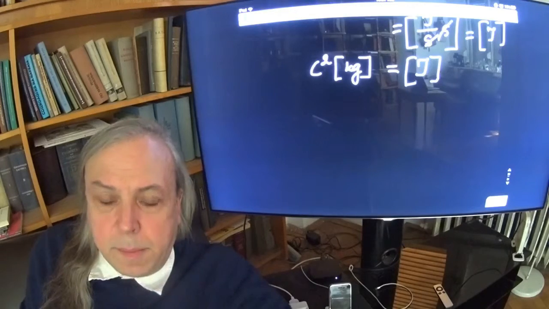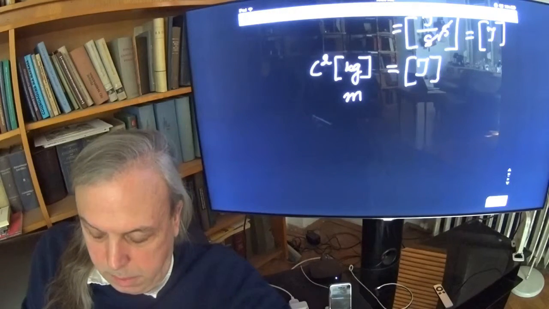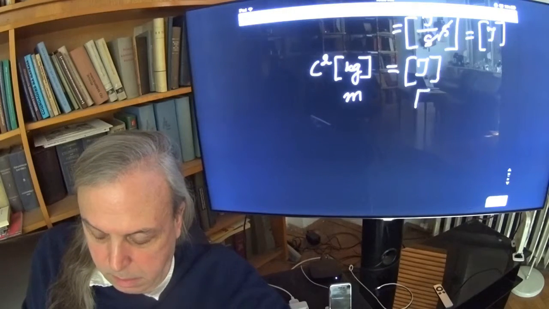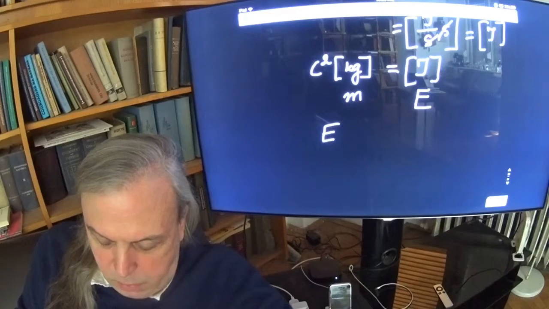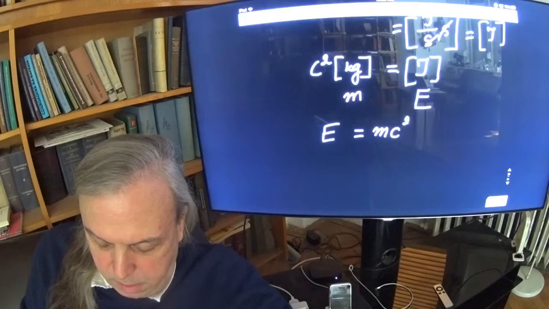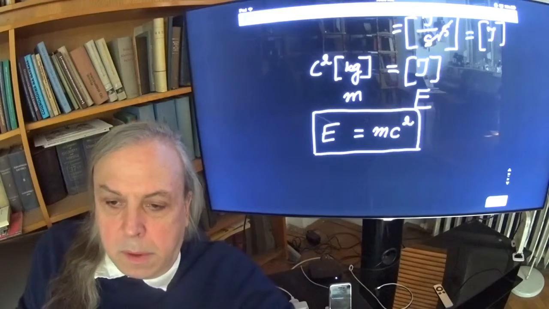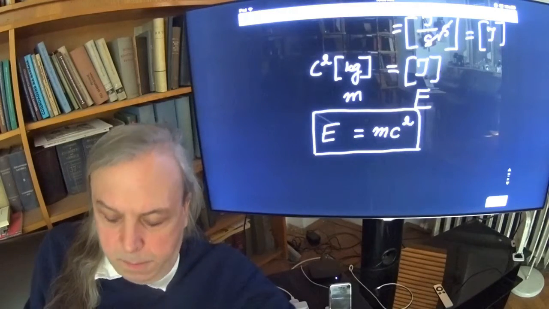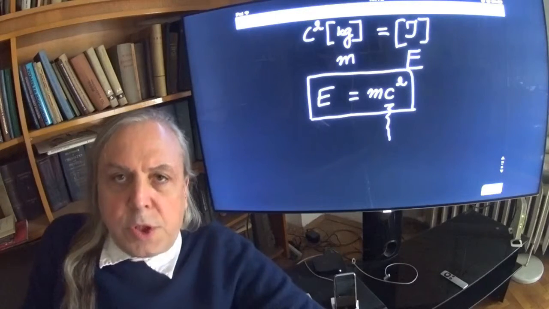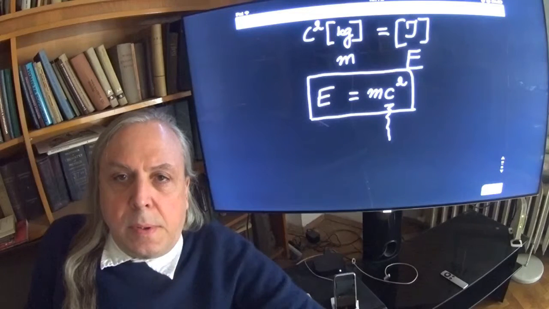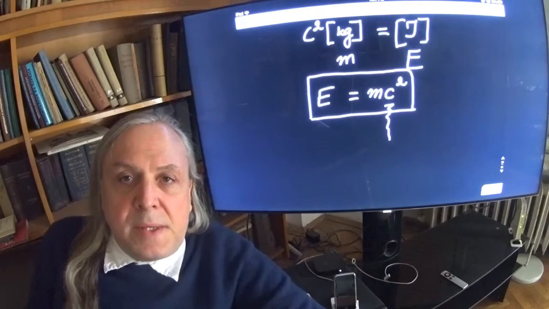And now kilogram is the dimension of mass, m, and joule is the dimension of energy, E. Thus, finally, we get E equals mc². This is the mass-energy relationship inherent in Ampere's law. Notice now that the constant c², which is in the mass-energy relationship arrived at from Ampere's law, c is the speed of light.